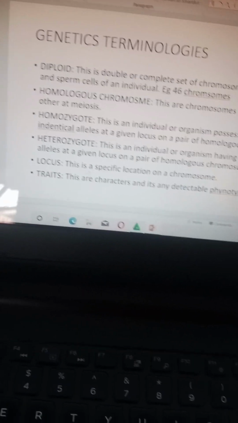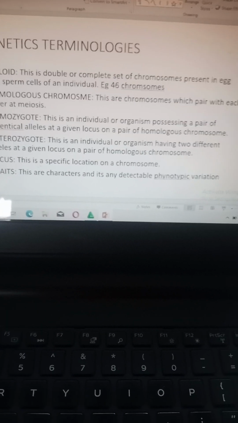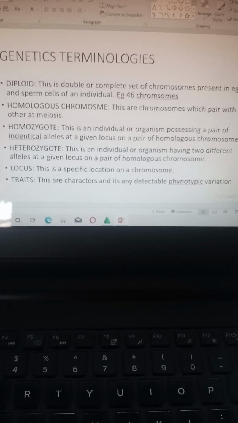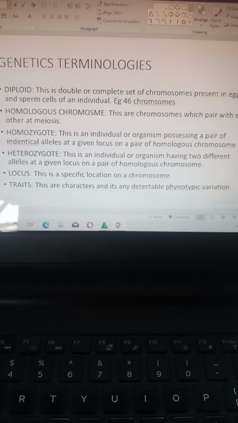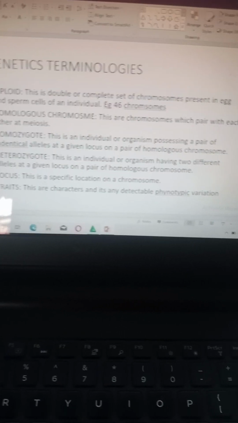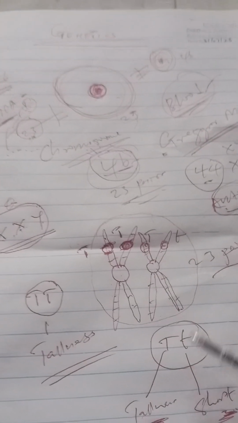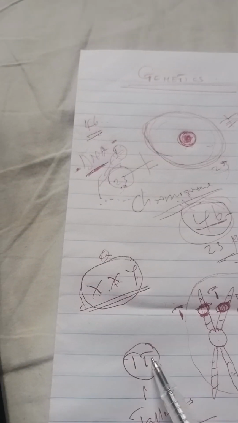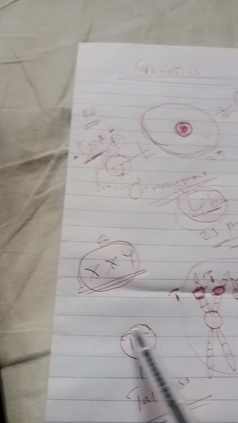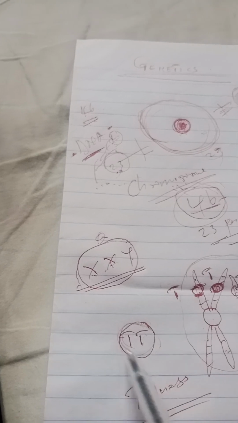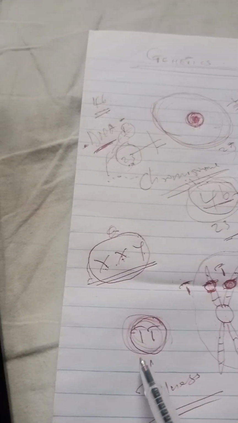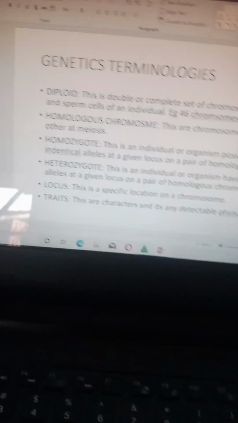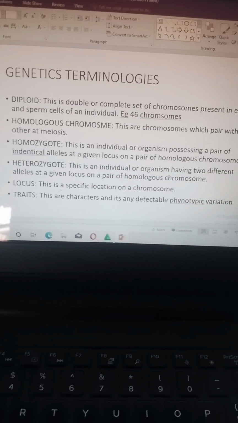Then we have homozygotes. These are individual organisms possessing a pair of identical alleles at a given locus on a pair of homologous chromosomes. I've just shown you earlier that if we have identical alleles here, TT, they are identical. So having this, it is a homozygote, because the alleles are identical, which is different from the heterozygote, because it's a heterozygote organism.